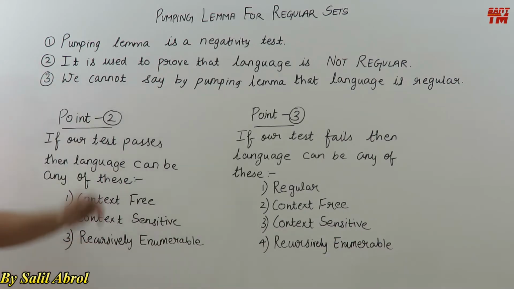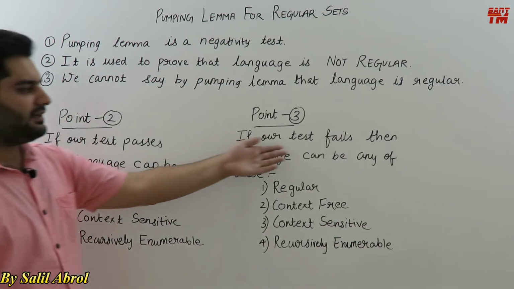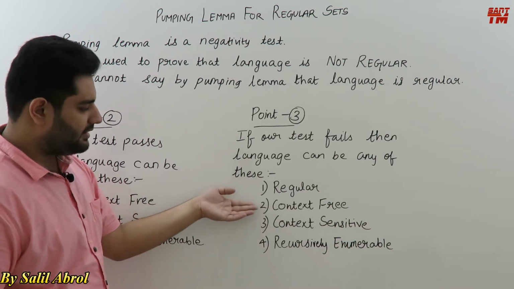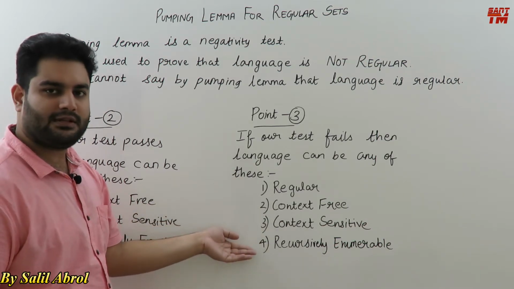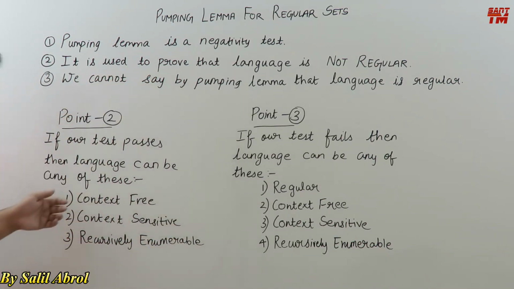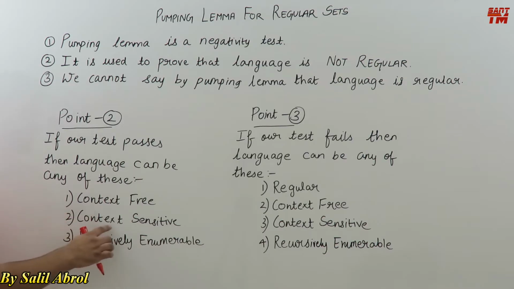But if our test has failed, we have not passed the test, then we cannot say by the pumping lemma that the language is regular. What does this third point mean? If our test fails, then the language can be any of these: regular language, context free, context sensitive, or recursively enumerable. Note this difference. If our test has passed, then the language can be either context free, context sensitive, or recursively enumerable.